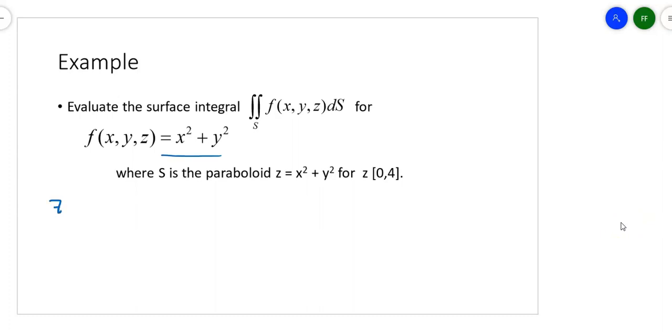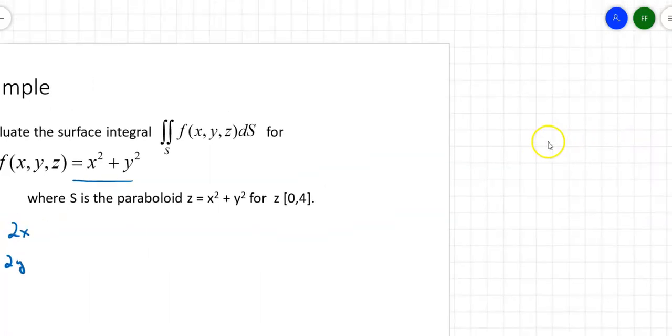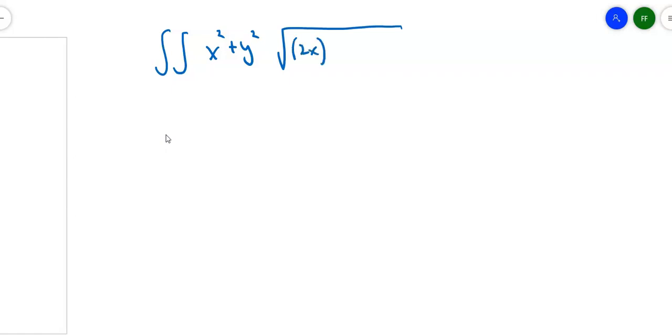The partial derivative of z with respect to x is 2x. The partial derivative of z with respect to y is 2y. Now, let's set up the first round of the integral. So we're going to take the double integral of f of x, y, which is x squared plus y squared, and then the square root of the partial of z with respect to x, which is 2x, square it. Partial with respect to y is 2y, square it. Add 1. We're integrating over area.